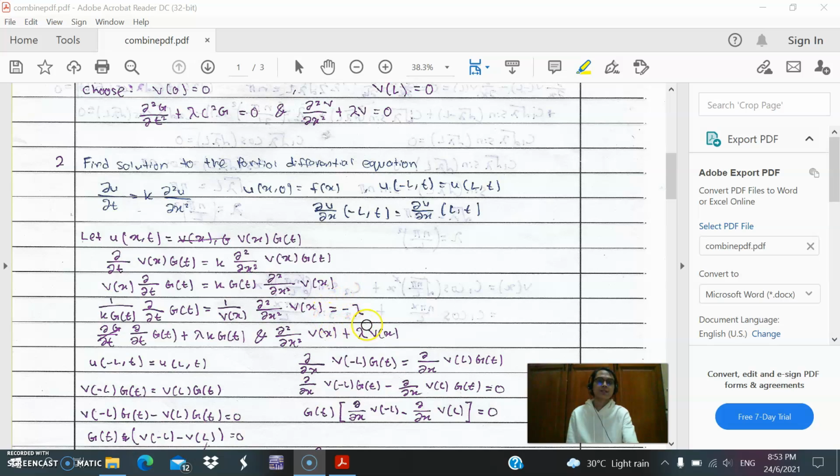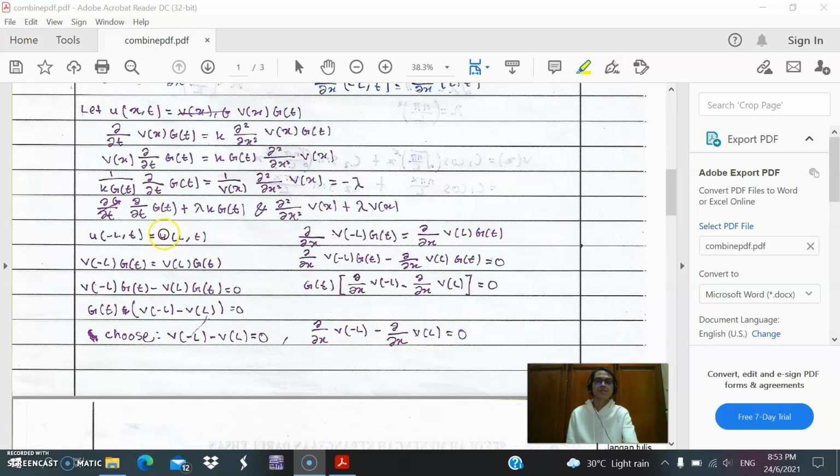Dan kita perkenalkan constant iaitu negatif lambda kepada dua-dua. So, bila kita pindah, kita akan dapat dua equation iaitu ∂/∂t G(t) + λkG(t) equals to 0 and ∂²/∂x² V(x) + λV(x) equals to 0.